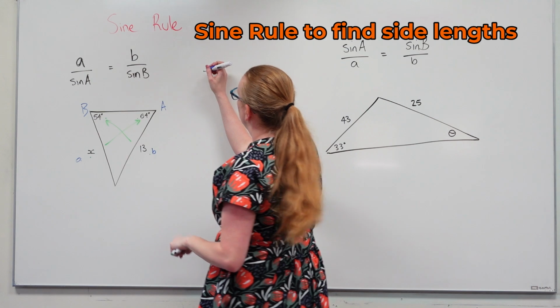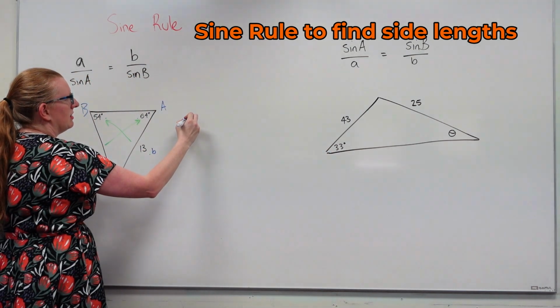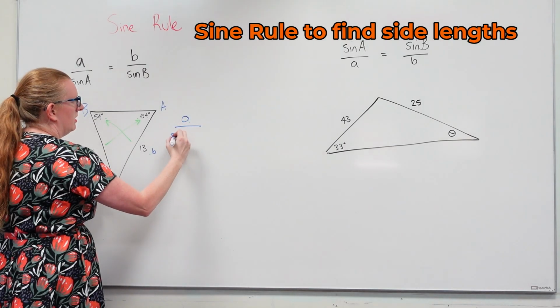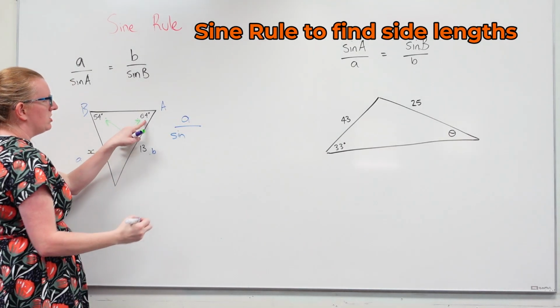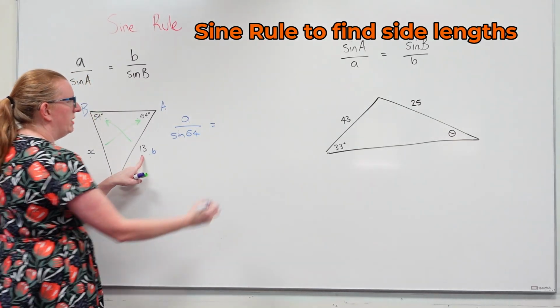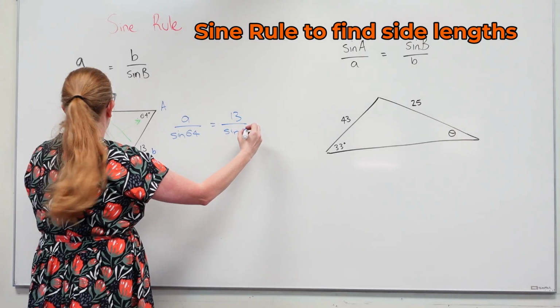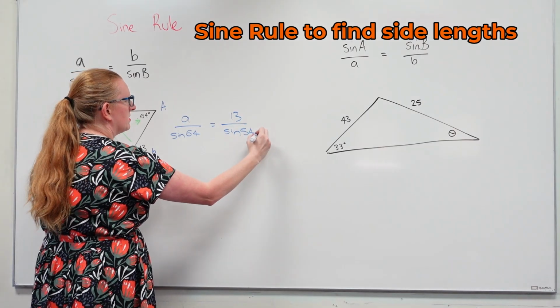Alrighty, so we're going to fill in these blanks with whatever numbers we have and try and solve it. So little a is just, leave it as little a, over sine capital A, which is 64, is equal to little b, which is 13, over sine capital B, which is 54.